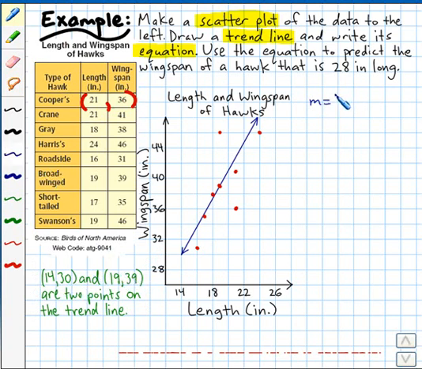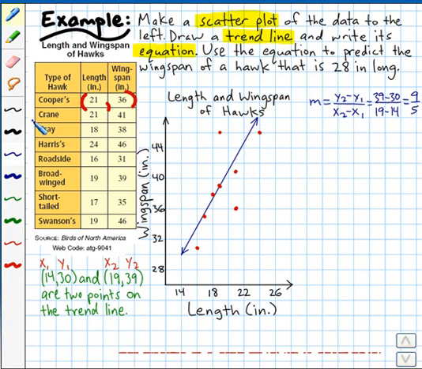The formula for slope is y sub 2 minus y sub 1 divided by x sub 2 minus x sub 1. So for these 2 points, x sub 1 is 14, y sub 1 is 30, x sub 2 is 19, and y sub 2 is 39. When we substitute these coordinates into the formula, here's what we get. 39 minus 30 divided by 19 minus 14. And that gives us 9/5 for the slope of the trend line.